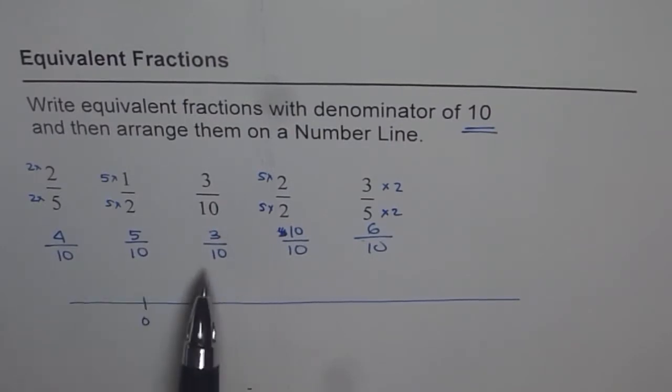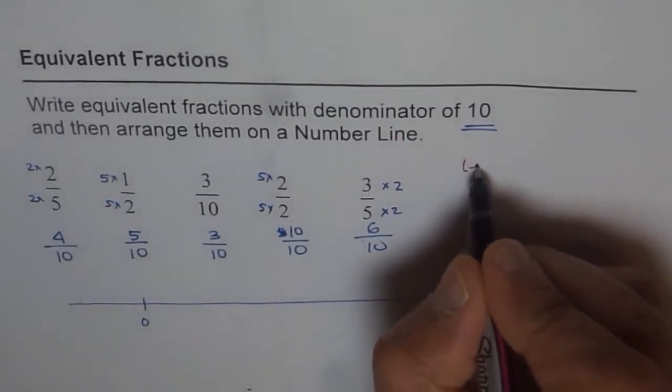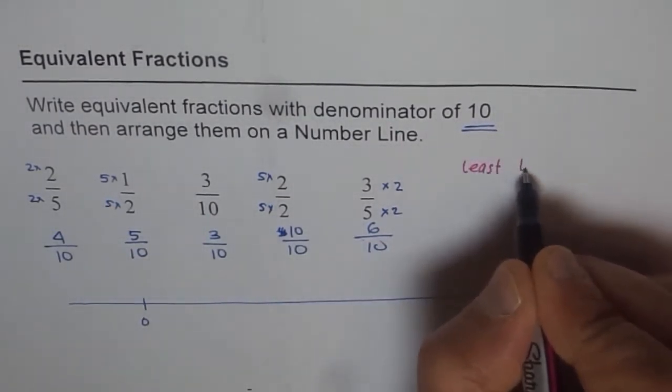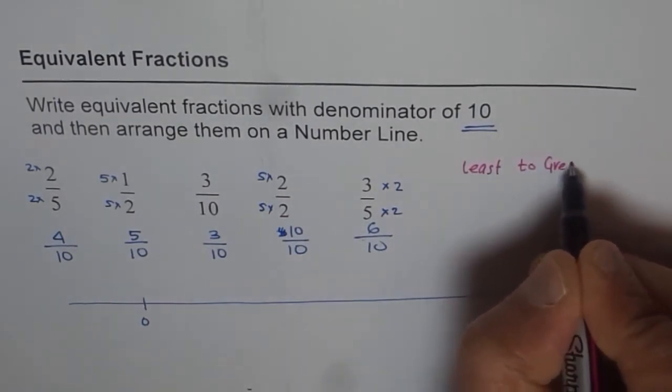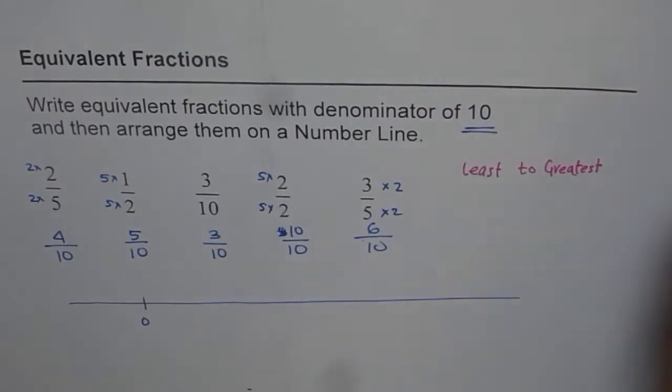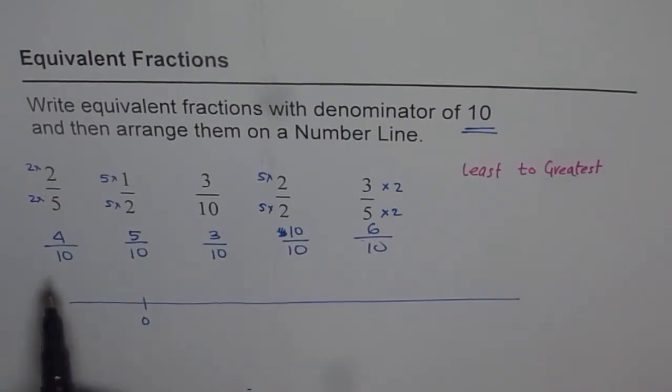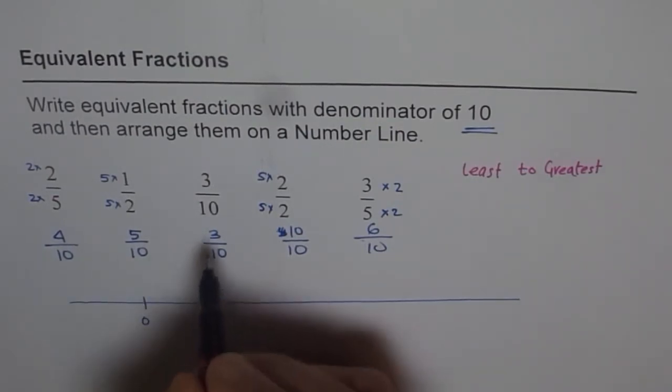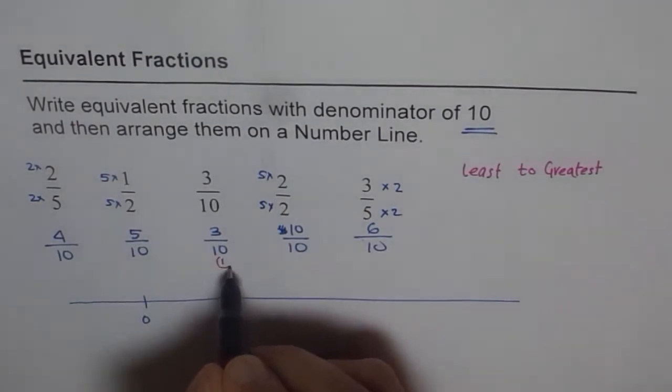At this stage, I can also arrange them from least to greatest, correct? So can you arrange them from least to greatest? Try to do it, and then we'll move forward with putting them on a number line. So let's write 1, 2, 3, 4 from least to greatest. Which one is least for you? So least is this. So I'll write this as my first number.